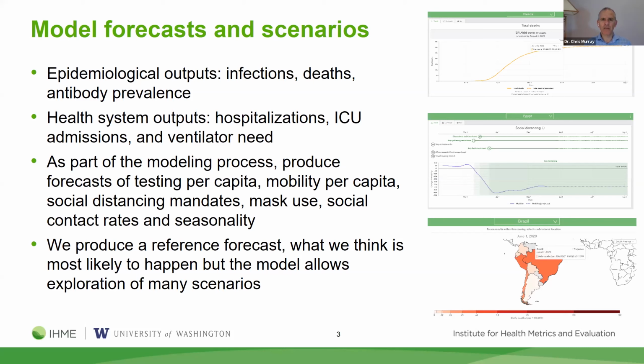And we produce a true reference forecast, a forecast of what we think is most likely going to happen. That's the most useful thing for hospitals and planners. But we can also use the modeling framework to address a very long list of alternative scenarios based on different policy options or different public adherence to mask wearing and other factors.